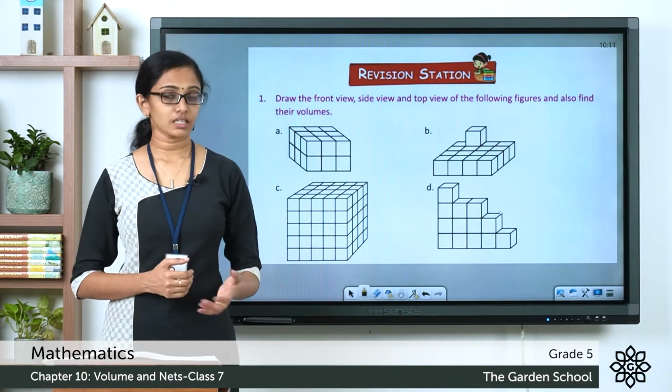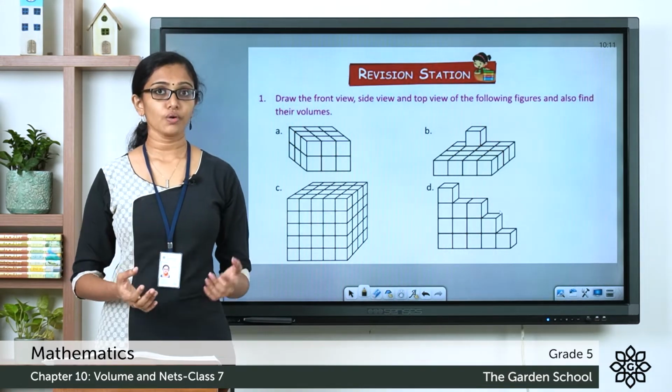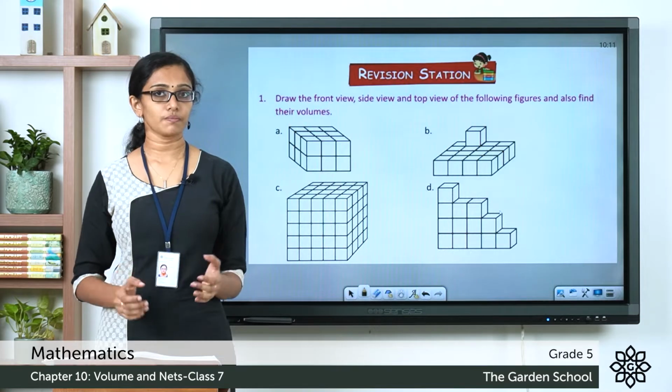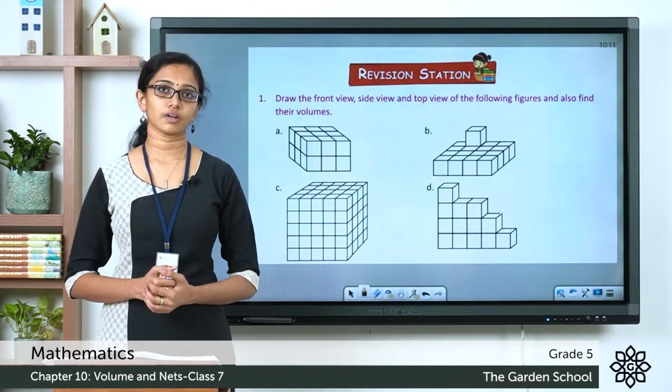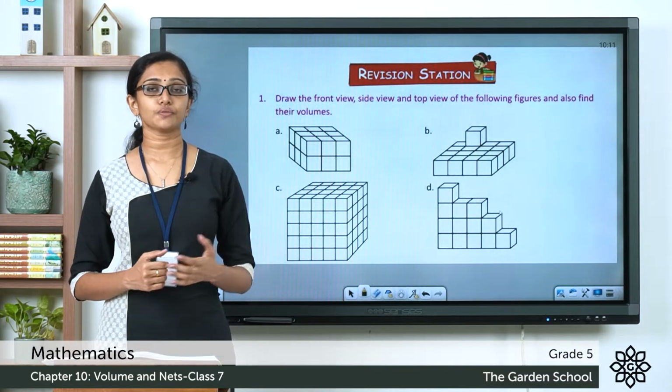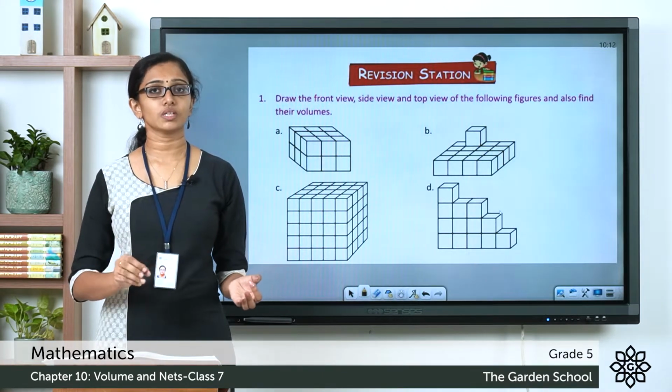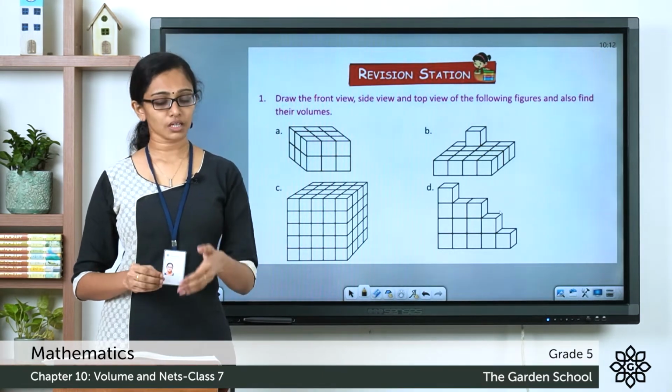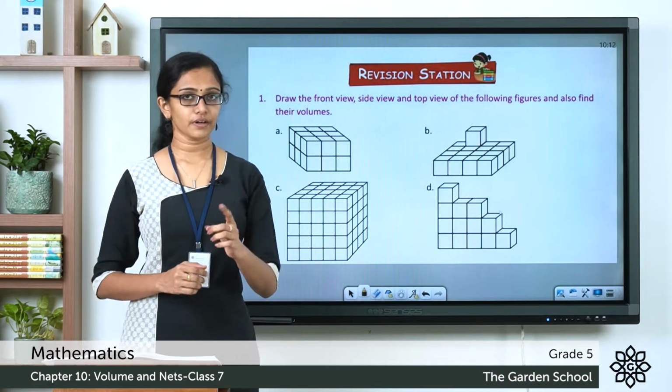So here in this question you are asked to draw the front view, side view and top view of each of these figures given here, and also you have to find their volumes. We have already learned how to find the volume of a shape using unit cubes. That's the method you have to apply here. So let's see the first question.